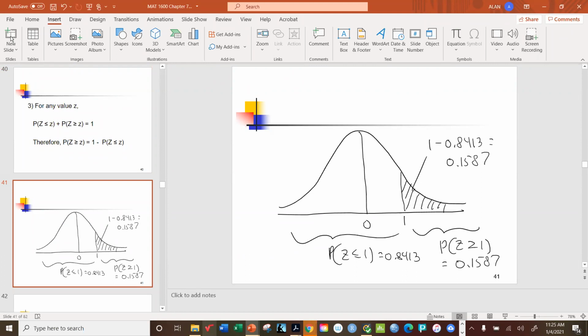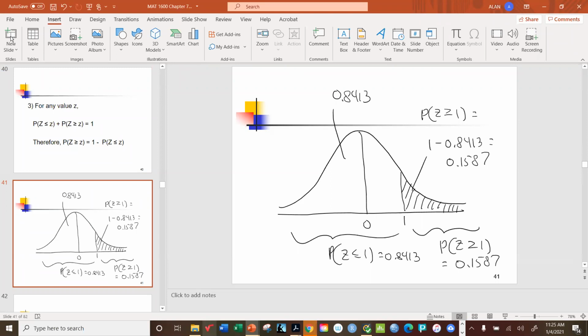And you notice that both of these are less than or equal to. We don't have to worry about whether it's strict equality or strict inequality. So by knowing that this whole area is 0.8413, which we looked up earlier, that tells me that this probability is going to be 0.1587 because these two do in fact add up to 1. So already we know how to deal with greater than or equal to probabilities. Nice. All right. So in other words, the chart is becoming more and more useful, isn't it?